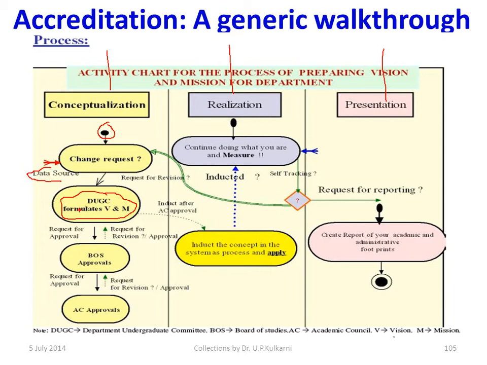Once formulated, the request goes to the board of studies for approval, because this is the academic body, the highest body that we see. Then whatever is formed goes to the academic council for approval. From every level there may be an approval report, or a change request may be initiated, or a revision, whatever there is. This is how it goes.